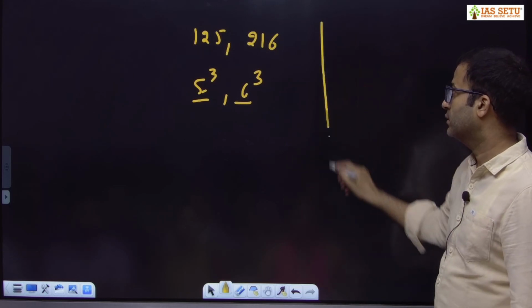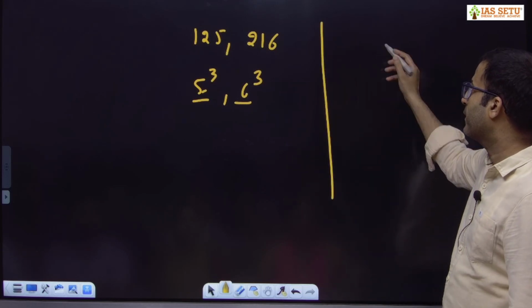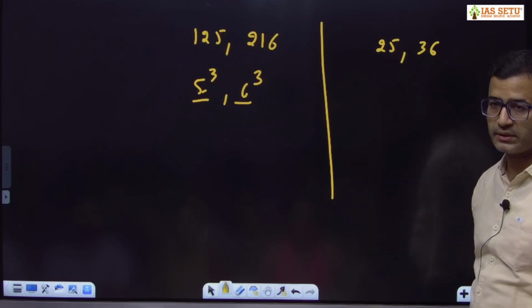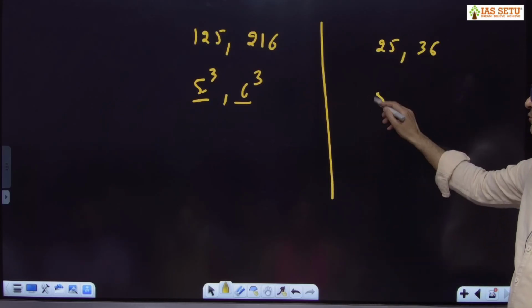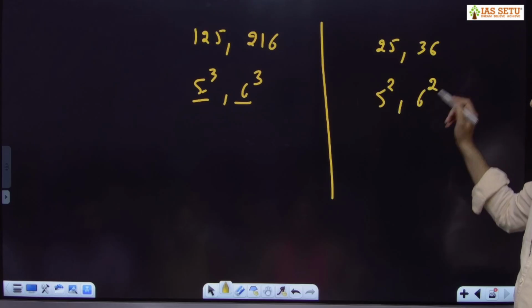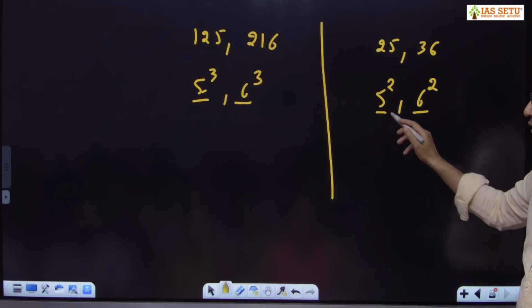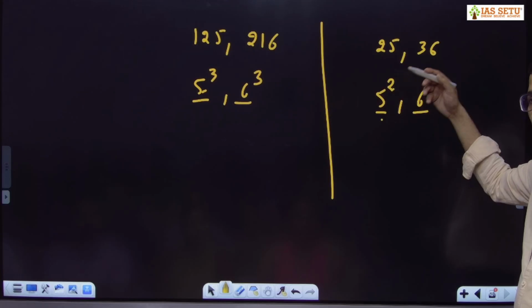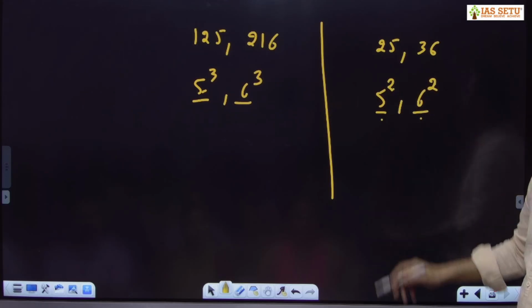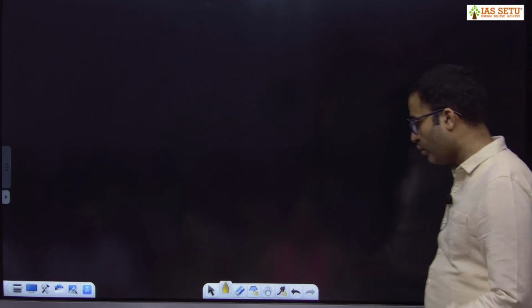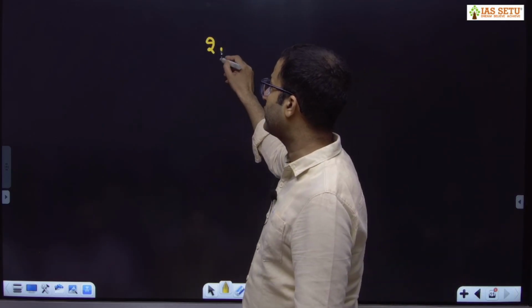Or wait, let's say if I take 25 and 36, what is 25? 5 square. What is 36? 6 square. So if this base is co-prime, 5 and 6, then 5 to the power 2, 3, whatever it may be, it will be co-prime to this. Wait, 2 and 3 are co-prime?